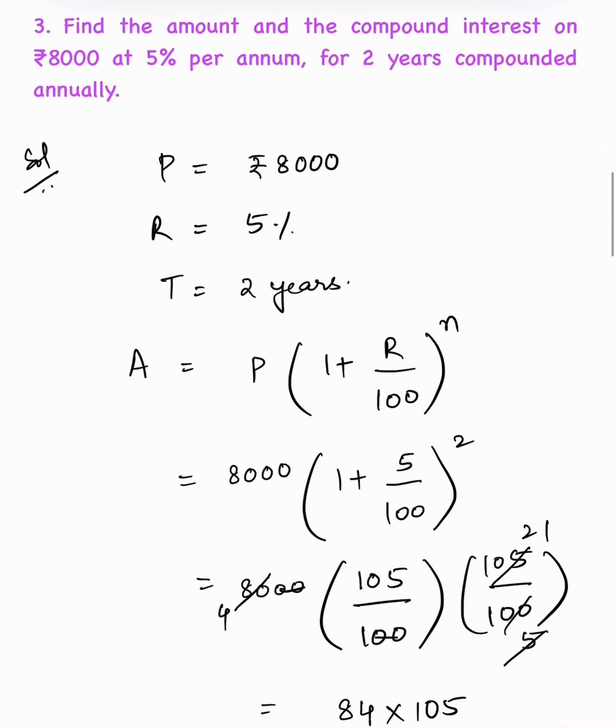Find the amount and the compound interest on rupees 8,000 at 5% per annum for 2 years compounded annually. Compounded annually means this is a compound interest problem. So we have to calculate the amount first. P is rupees 8,000, R is 5% and T is 2 years. T means N, so N is 2.